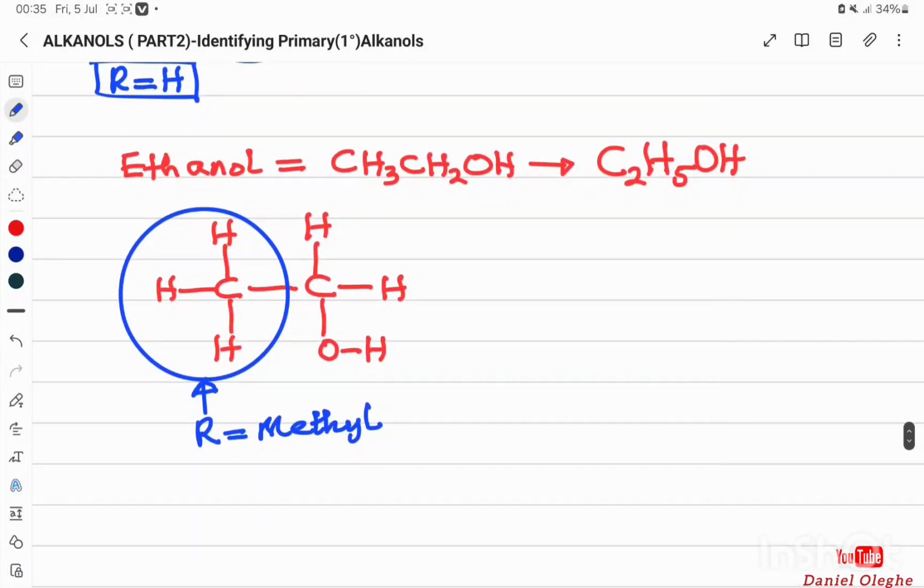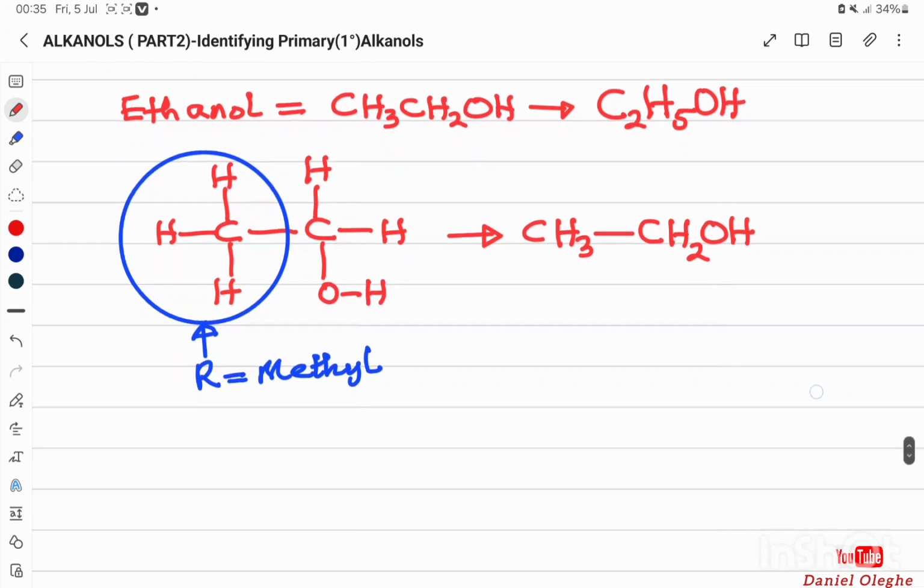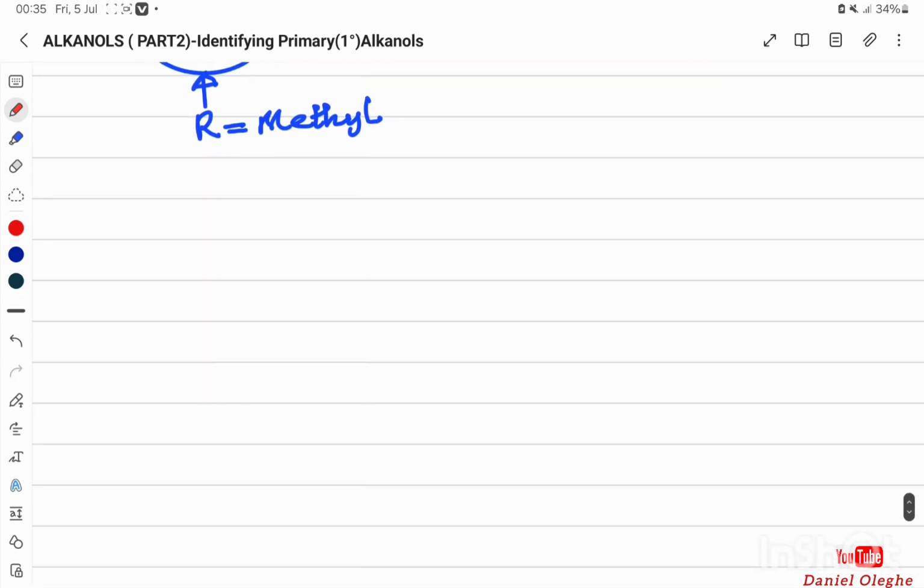So this is ethanol. I can simply write it this way also: CH3 and CH2OH. The CH3 is the alkyl group that you can find attached to the hydroxy-carbon atom, or the CH2OH. So that's another example. Let's take another example.